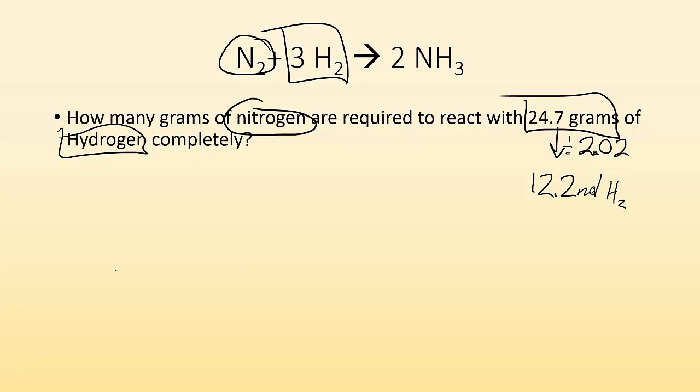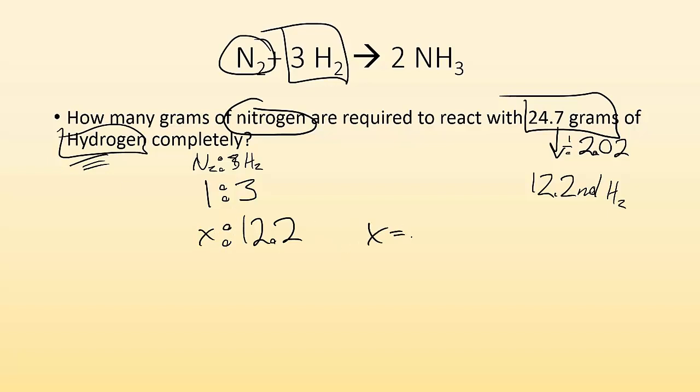Okay, so now I got moles. Now I can use my ratio. Well, N2 to H2 is 1 to 3, right? So N2, I need 1 mole of that for every 3 moles of H2. So it's a 1 to 3 ratio. The 12.2 moles is of hydrogen, so I got to put it on the hydrogen side. So 12.2 over here, and X. So I'm solving for nitrogen. So I cross multiply and divide, and I get X to equal 4.1 moles after rounding and such of N2.